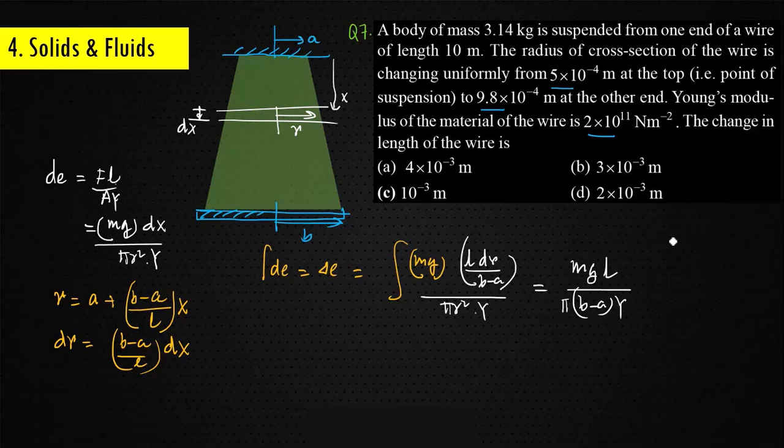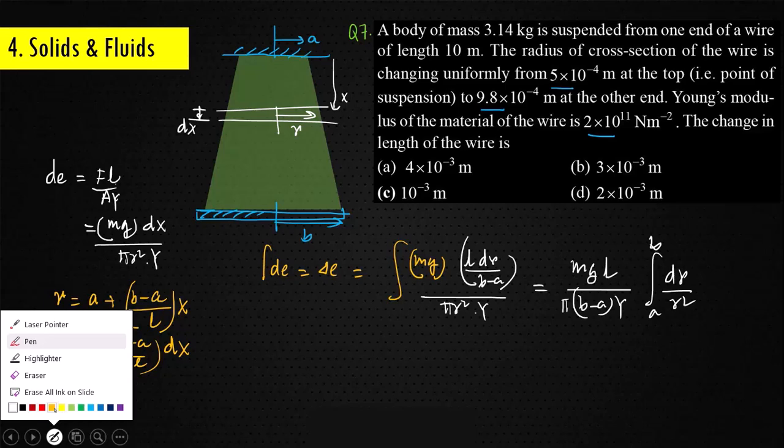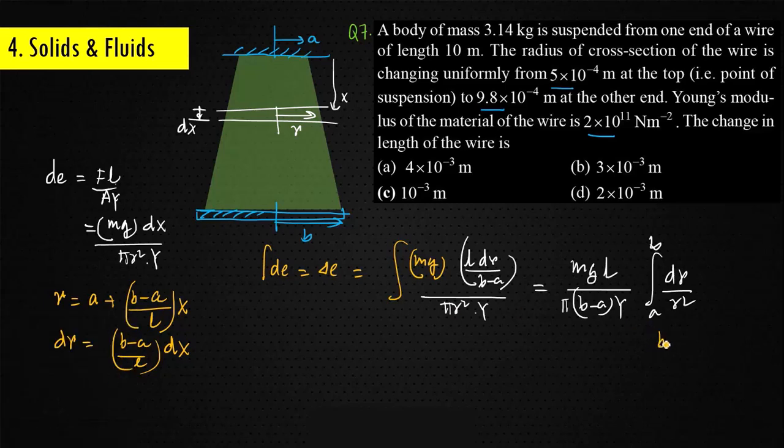So ultimately it is the integration of dr by r square. The limit is from r varying, r is starting from a to b. So the integration limit is from a to b. dr by r square is minus 1 by r. So if I put the limit, this number becomes b minus a by ab.